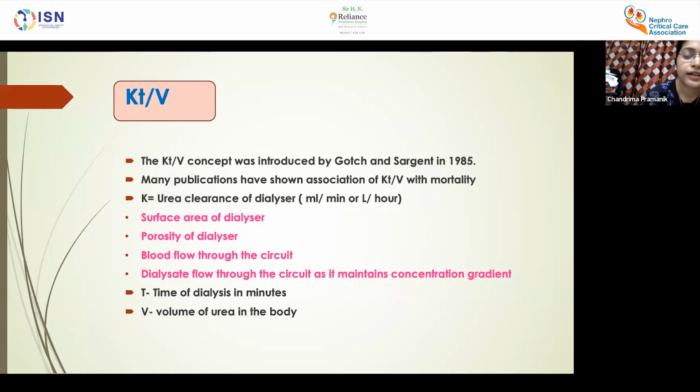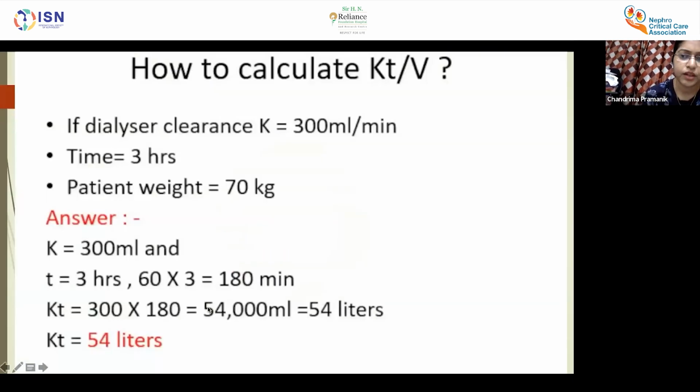Next, T represents the time of dialysis in minutes, and V is the volume of distribution of urea in the body. So how do we calculate KT by V? If we consider the dialyzer clearance to be around 300 milliliter per minute, that is, K is equal to 300 milliliter per minute, patient weight is 70 kg and time is 3 hours. Now this 3 hours we have to convert in minutes. So 3 hours is equivalent to 180 minutes.